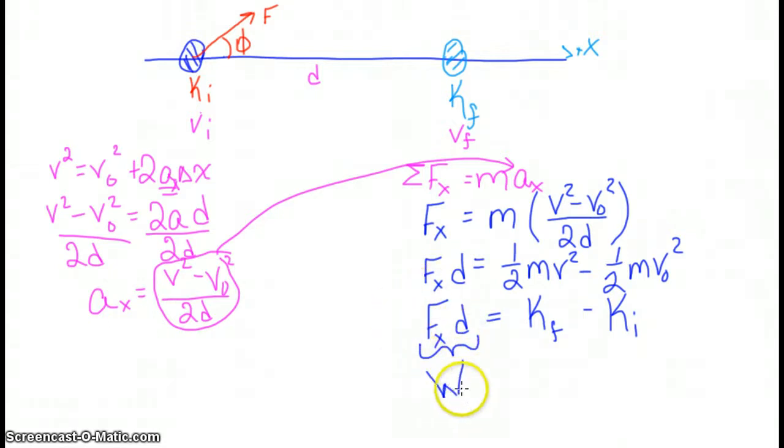So in order to have work being done, you must go a distance. If you go no distance, there is no work. So this work represents the change in the kinetic energy of the system. So the change in the energy of the system, which is work. So work is equal to the change in kinetic energy.